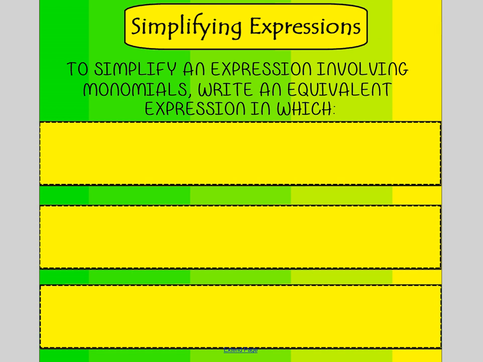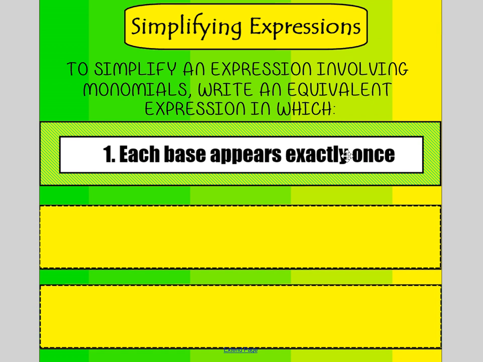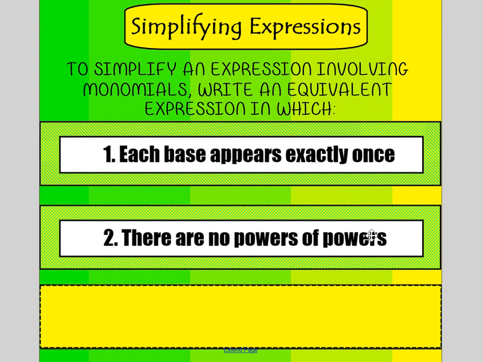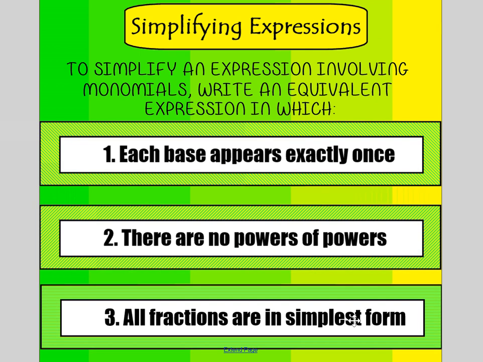Simplifying expressions. To simplify an expression involving monomials, we write an equivalent expression in which the following things are true. Each base can only appear exactly once. There are no powers of powers. All fractions must be in simplest form.